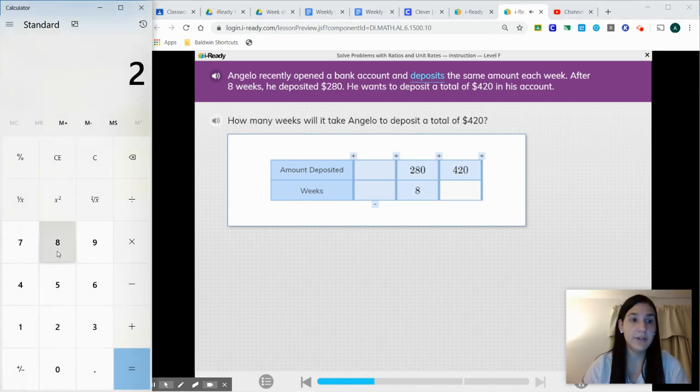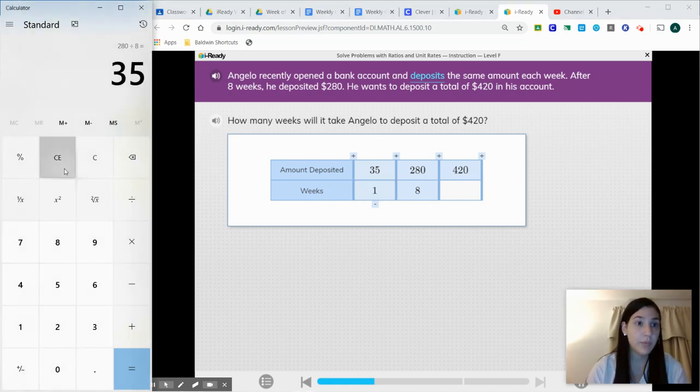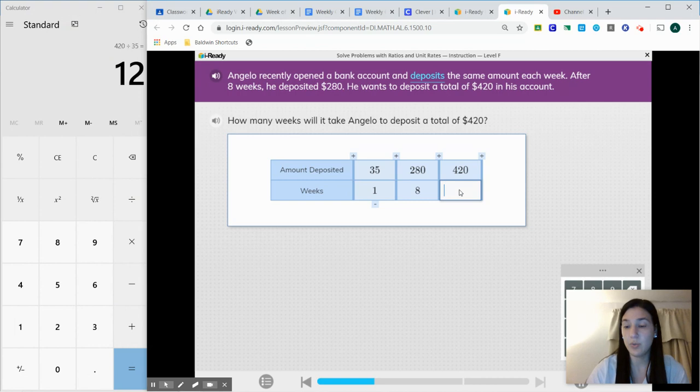So again, let's find our unit rate. We're going to do 280 divided by 8, and that's going to give us $35 per week. So now we're going to say, to get from 35 over to 420, what do we multiply by? Well, we can solve that by doing 420 divided by 35. And we're going to see that that gives us 12 weeks.